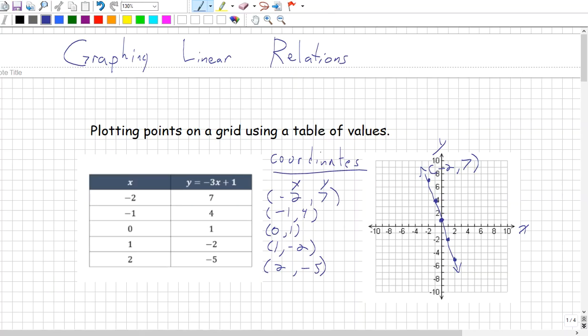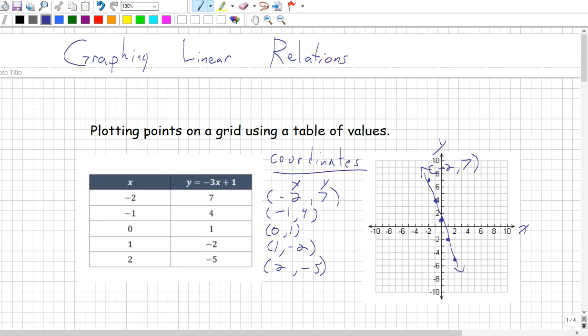So, plotting points on a grid. I'm going to get rid of the line for now because all we did was plot the points on a grid. We weren't asked to connect them as a line, but if the question was "graph the following line," then you would in fact connect the dots with a single line that goes through them, and I would put arrows on the ends to show that it's going to continue in that pattern forever.